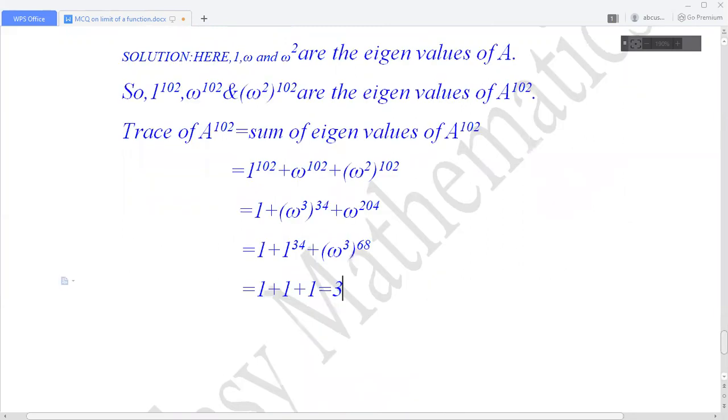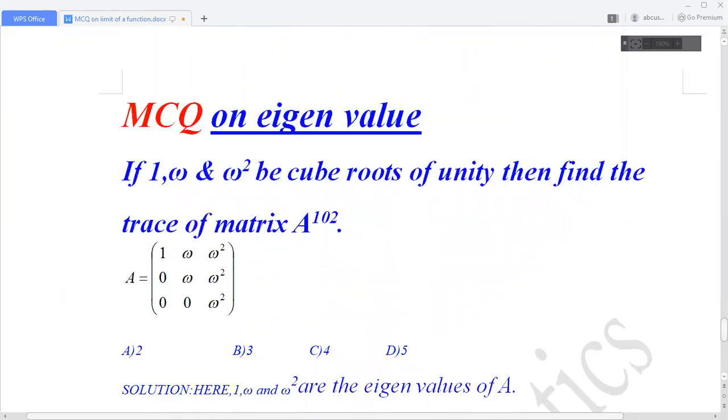Okay, here we have solved this multiple choice question by using several properties of eigenvalues. In our next video we will discuss more such types of multiple choice questions related with eigenvalues.